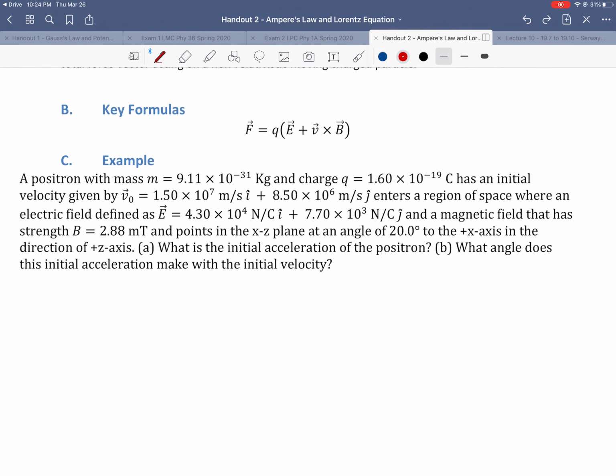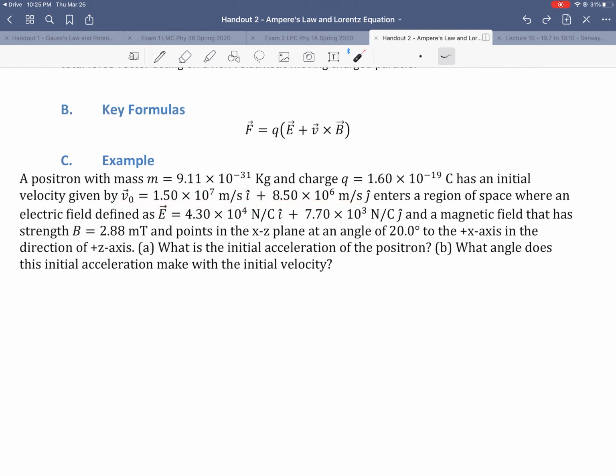If you look at the example below, this is really what a typical Lorentz force problem would look like. We're going to be given vectors in i hat, j hat, k hat notation, which I covered in the previous semester of this calculus supplement. Here we have a positron, and the positron has a given mass, which I give you because I'm going to ask for the acceleration. We are told the charge of the positron, which is the same charge as an electron in magnitude. And notice that the positron, unlike a proton, has the same mass as an electron.